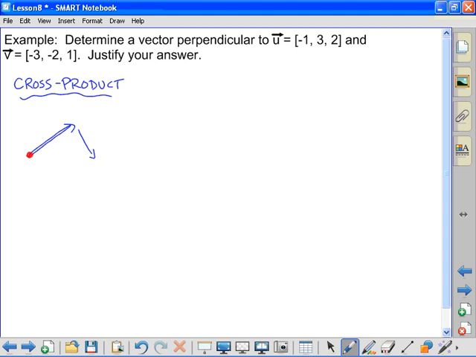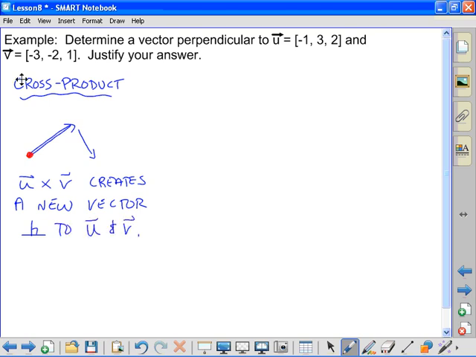So the definition of a cross product is taking two vectors, performing the cross product, and the result is a new vector perpendicular to both u and v. So I can't stress that enough. u cross v creates a new vector, always a vector perpendicular to u and v. Always. So that means to answer this question, we're going to do u cross v. So whichever method you're going to use, and it's, again, completely up to you, but we're going to speed it up a little bit more.